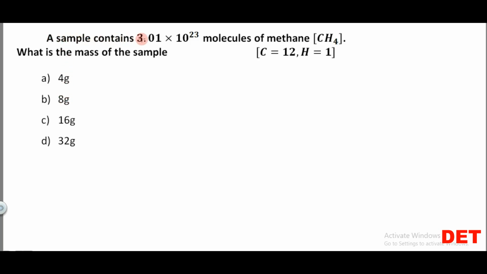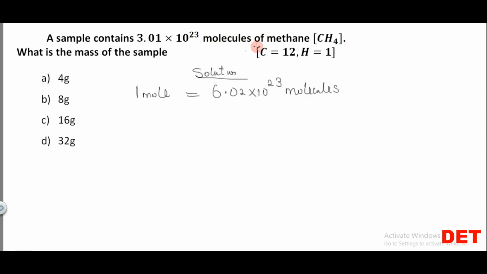Again, the question is, a sample contains 3.01 times 10 to the power 23 molecules of methane. What is the mass of the sample? So the first thing that you would want to know here is that 1 mole of a substance is equal to the Avogadro's number. So 1 mole of a substance is equal to 6.02 times 10 raised to the power of 23 molecules. Alright, this is your Avogadro's number.